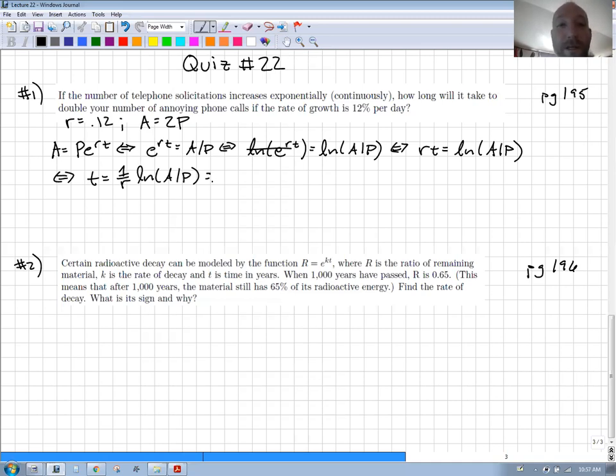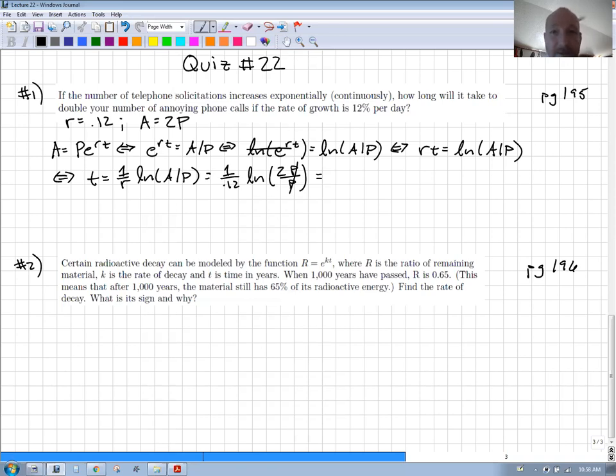So now we just need to plug in our numbers. The rate is 0.12. Now our amount is twice the principal, so we replace A with 2P. Notice the P's here cancel out. It doesn't matter what the initial number of phone calls was. The P just falls right out of the equation. We have natural log of 2. So it's the opposite of the half time. It's the double time.